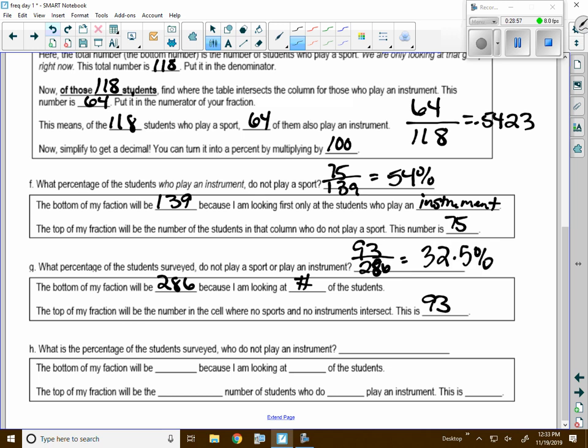Alright, you'll get 32.5% for letter G. No? Thumbs up, yes. I know that you're not wanting to talk, that's fine. Okay, a few of you.